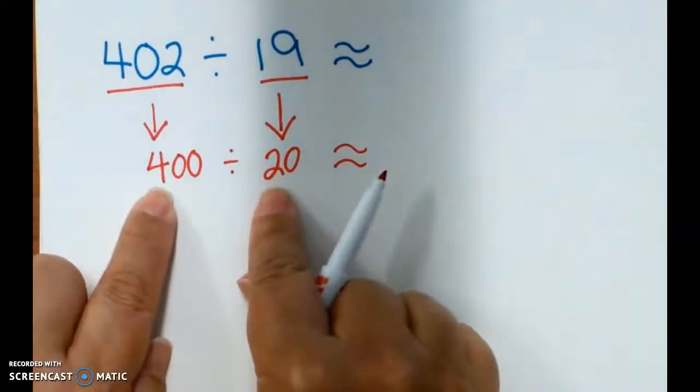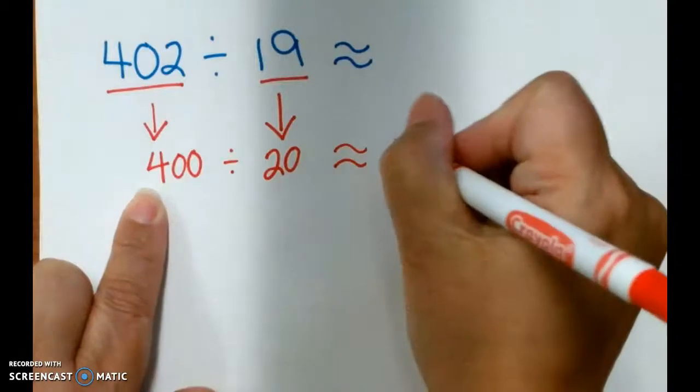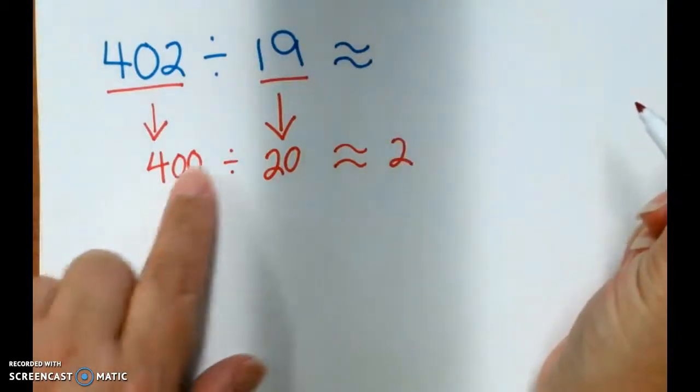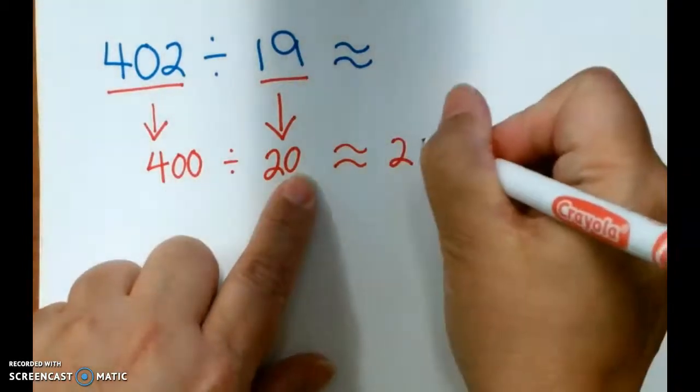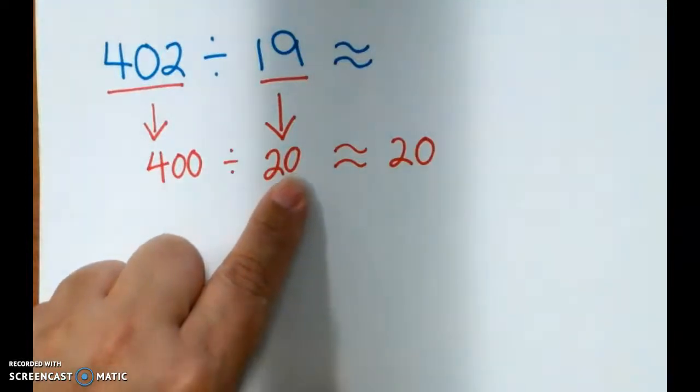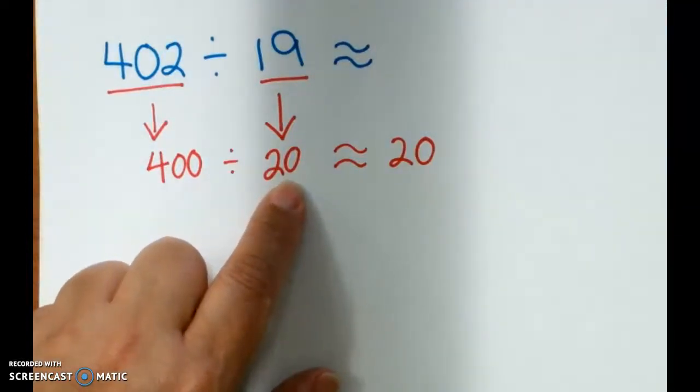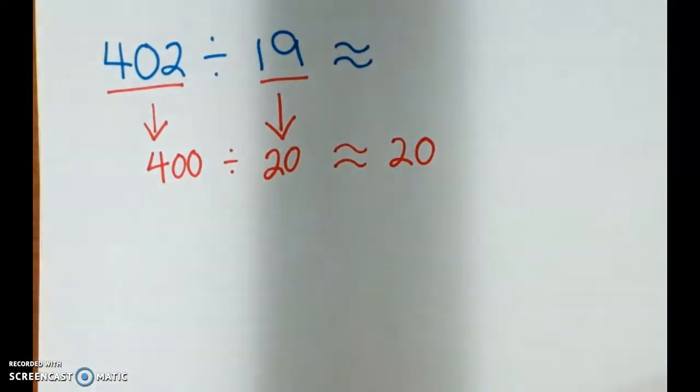Well, if I divide 4 divided by 2, I know that that's 2. And if I divide hundreds by tens, that gives me tens. So there's 20 20s in 400.